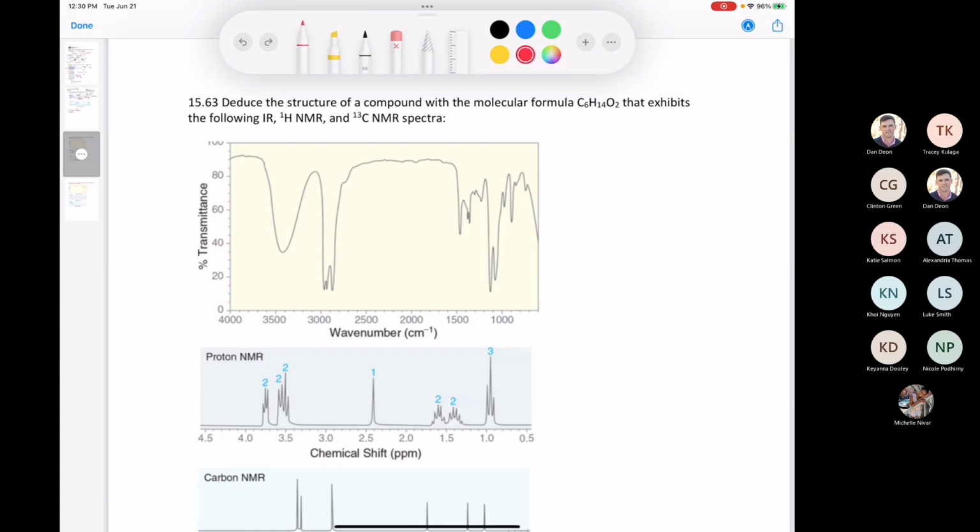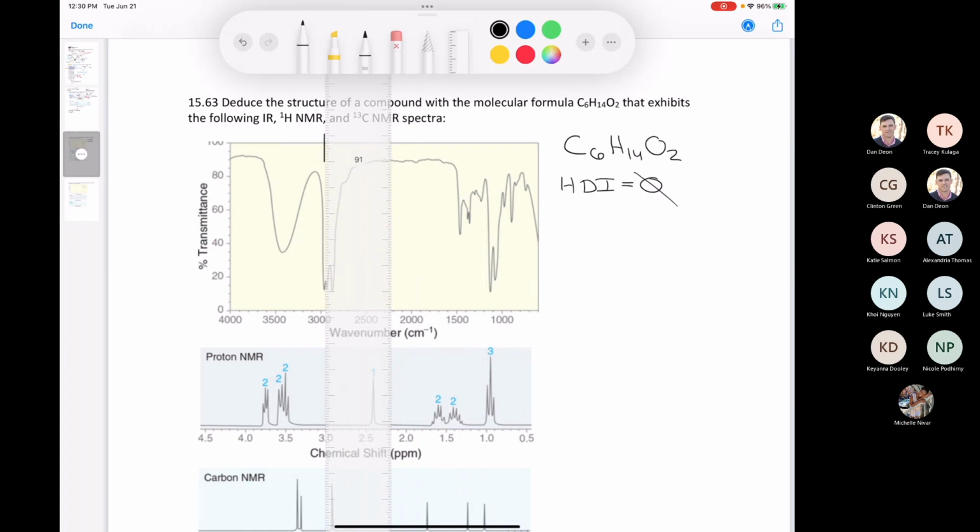Well, the first thing I notice is that if the formula is C6H14O2, we have an HDI that is equal to 0. So we have no double bonds, no rings in this molecule. My question to you is, could anybody identify a functional group in the infrared spectrum?